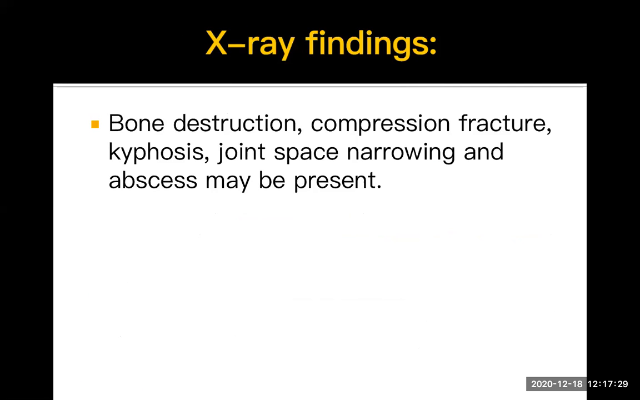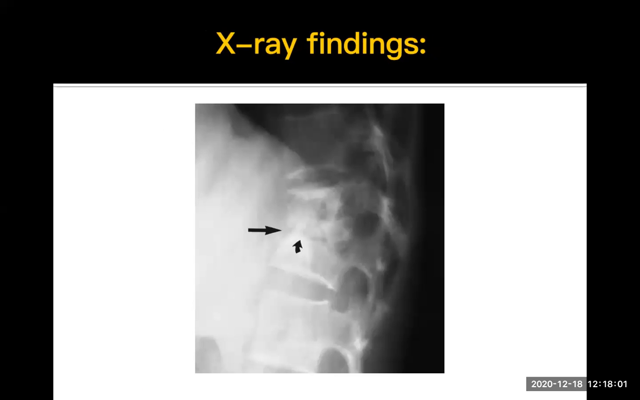Now, what are the X-ray findings? What do we see if we take the X-ray? Destruction of the bone, compression fracture, kyphosis, narrowing of the joint space, and cold abscess may be present, which are picked up by X-ray. Now, this cold abscess is not that easily visible on the X-ray, but it will show some density difference there. So that's how you can identify it. But let's see some of the X-rays here. Now, see this? All of you, please focus here.